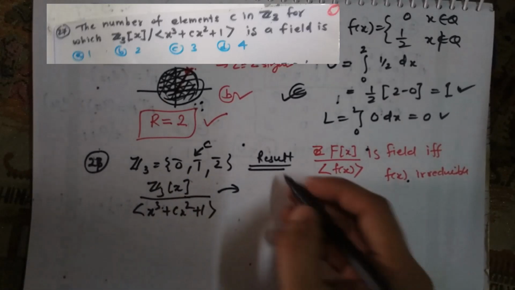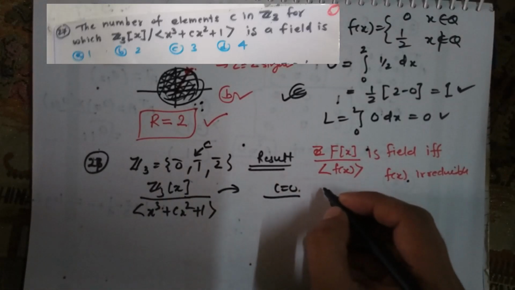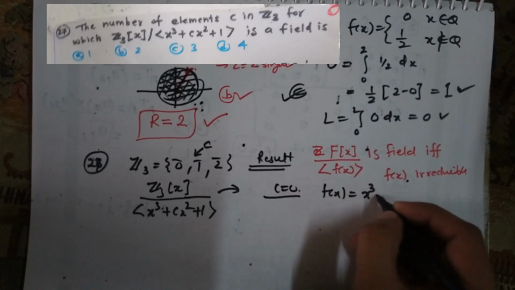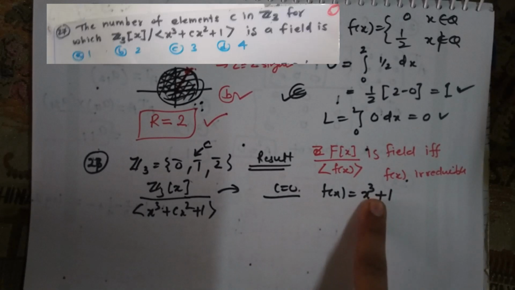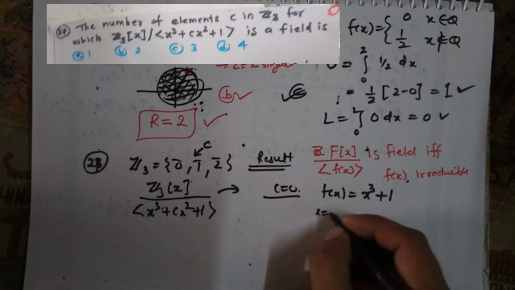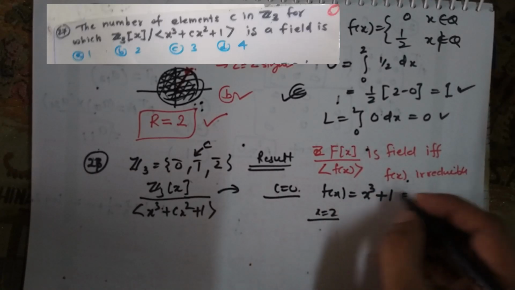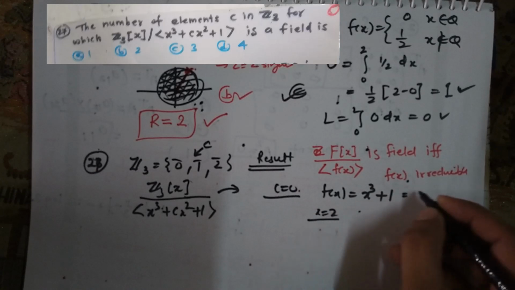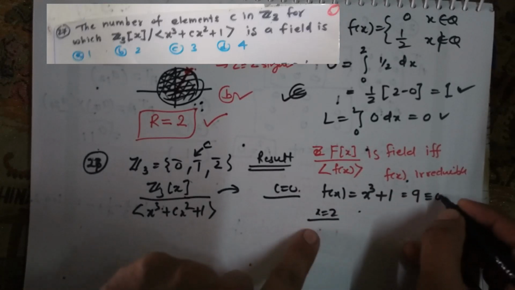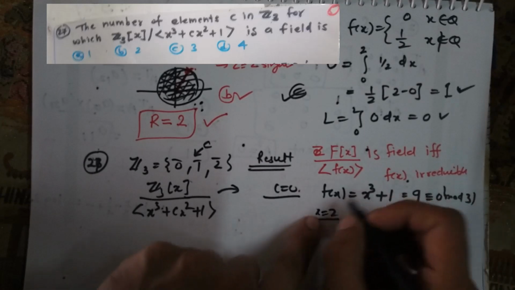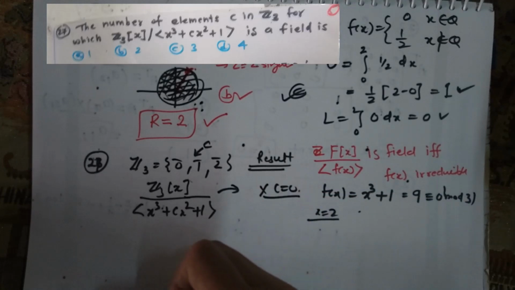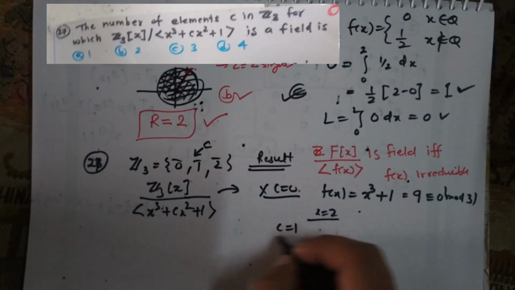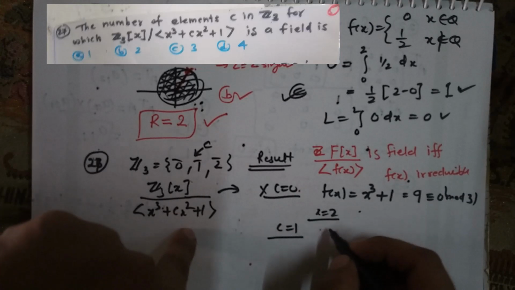First, if c is equal to 0, what will be my f(x)? f(x) is going to be x cube plus 1. Now the question is whether this is irreducible or reducible. If I substitute x equals 2, I get 2 cube, which means 8 plus 1, 9. And 9 is 0 modulo 3, which means we are getting 0 for this f(x). So this cannot be irreducible.